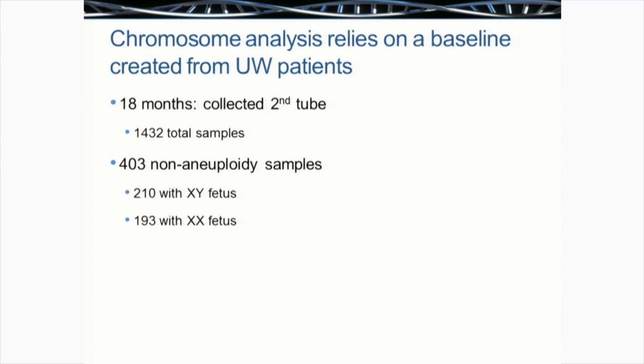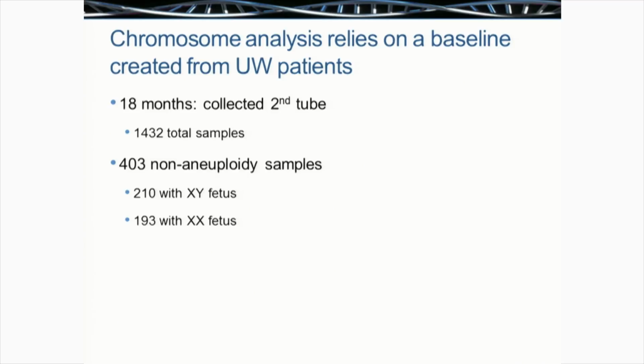So how we went about establishing our baseline is that over 18 months, we collected a second tube. I haven't mentioned some of the people that have helped me in the lab. Christy Smith was meticulous in her specimen processing, and she extracted all of these samples for us. So we had 1,432 total samples. We haven't analyzed all of those because, as you might expect, most of them are negative. That's how this works with aneuploidy screening.